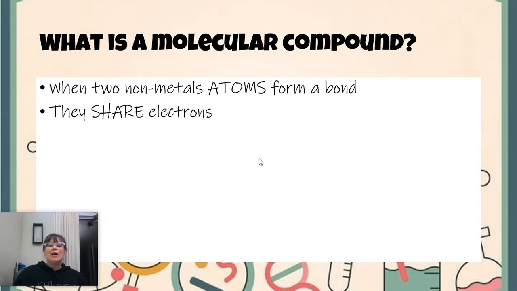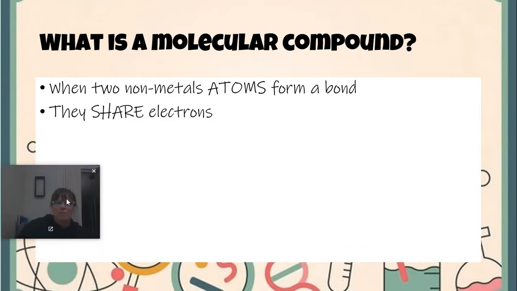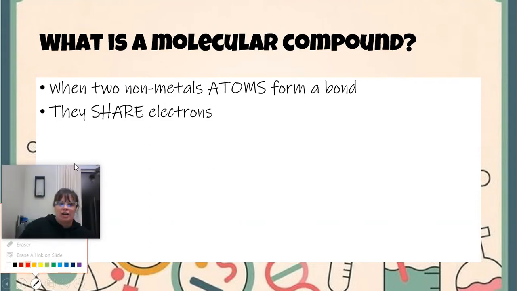So first things first, what is a molecular compound? A molecular compound is when two non-metals form a bond. Now, the kicker with these is that the non-metals need to be atoms. So what that means is they have not lost or gained electrons or anything like that.